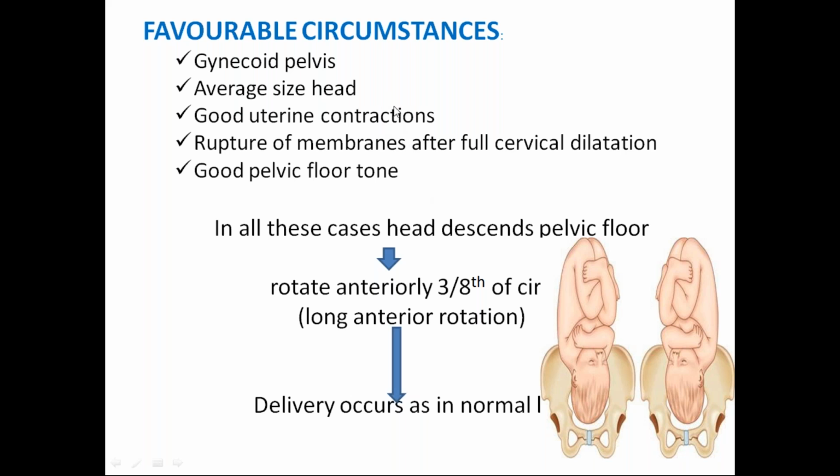So pelvis, average size baby, good uterine contraction, good pelvic floor, right? So in all these cases, the head will descend up to the pelvic floor and rotate 3/8 of a circle, or 135 degrees. It takes a long internal rotation to become anterior, and then delivery will occur as in normal vertex anterior positions.